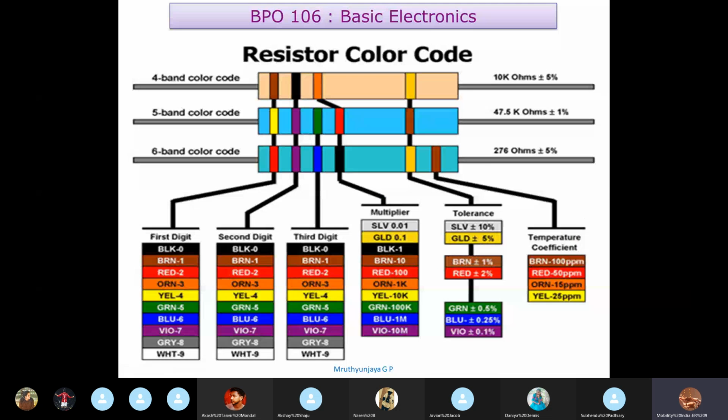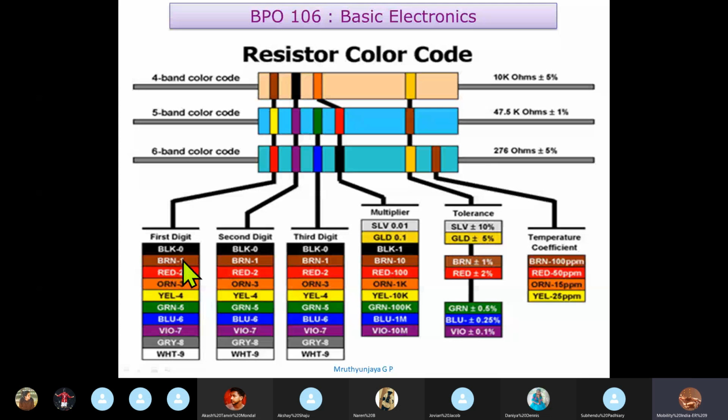I would suggest drawing it in your notebook also, because from an exam point of view, you can get problems. They will give the color codes and ask you to tell the value. Sometimes they'll give the value of the resistor and ask you to write the color codes. Both ways are possible, so you must be very conversant with these things. Don't make mistakes. What I have seen in my past experience is that students make mistakes with black and brown. They get confused and mix them up.